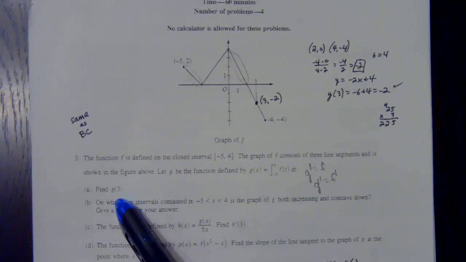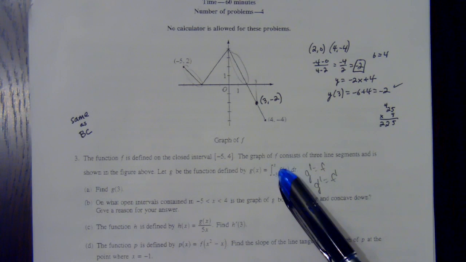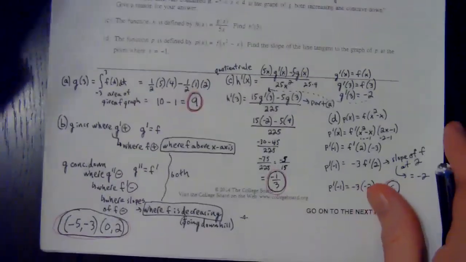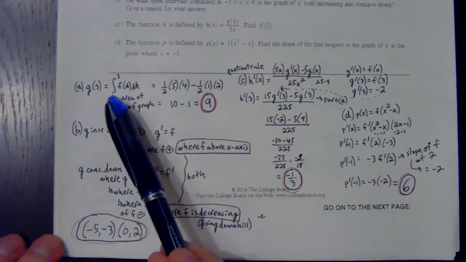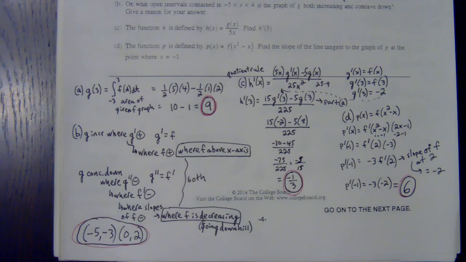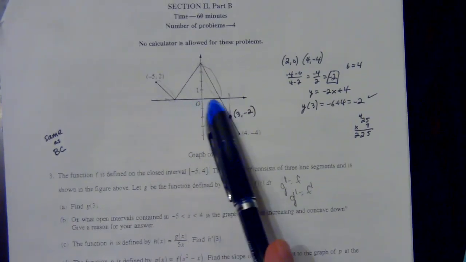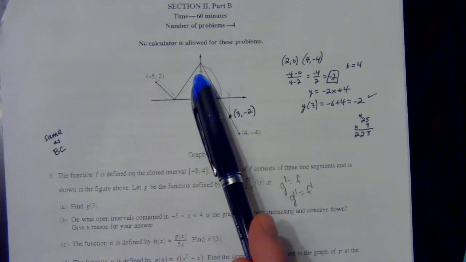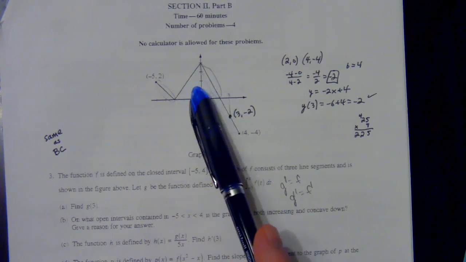G of 3 means you've got to take that 3 and plug it in for that x right there. So you see all my work for this problem right here. When you do g of 3, you plug that 3 in for the x, and then you're going to do the area. Remember, your integral is the area between -3 and +3. So when you look at your graph and look at the area, you're going to do this triangle right here. The base is 5, so you're going to go 1/2 times the base, which is 5, times the height, which is 4. So that'll be that area right there.